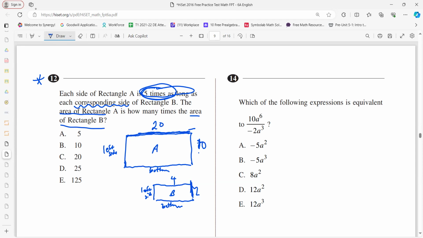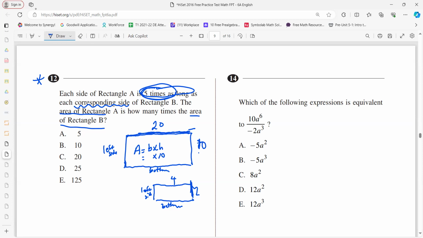All right, now let's compare the areas. So the area of any rectangle is always the base times the height. Sometimes they say length times width. You can call it whatever you want. It's this one dimension times the other dimension. All right, we'll call the height 10. The order doesn't matter here.